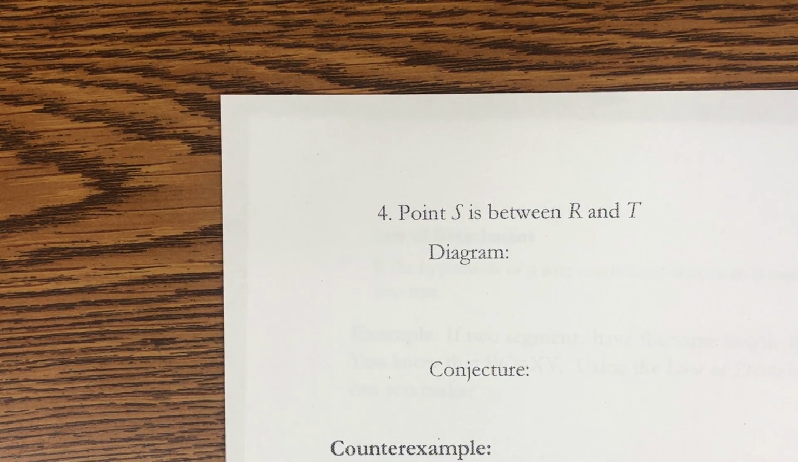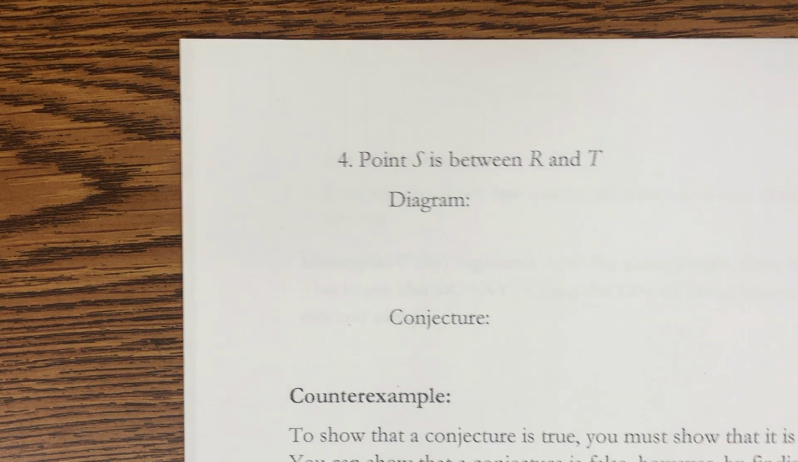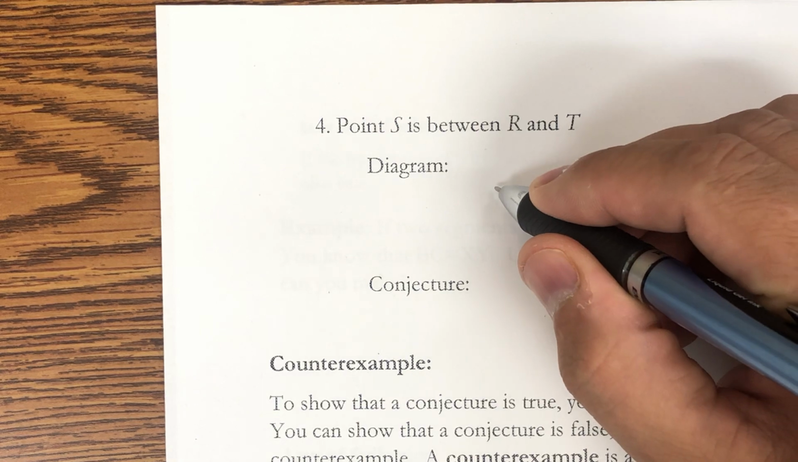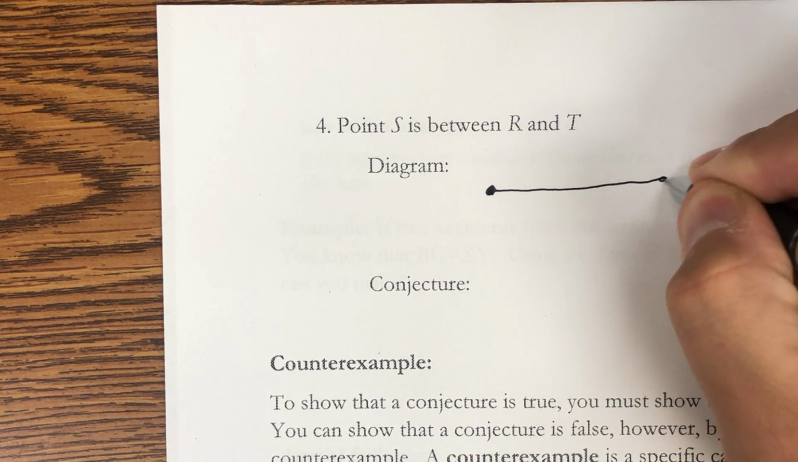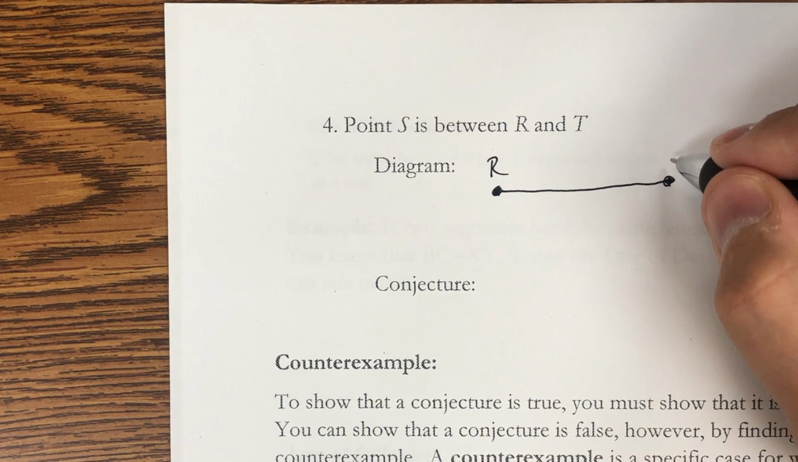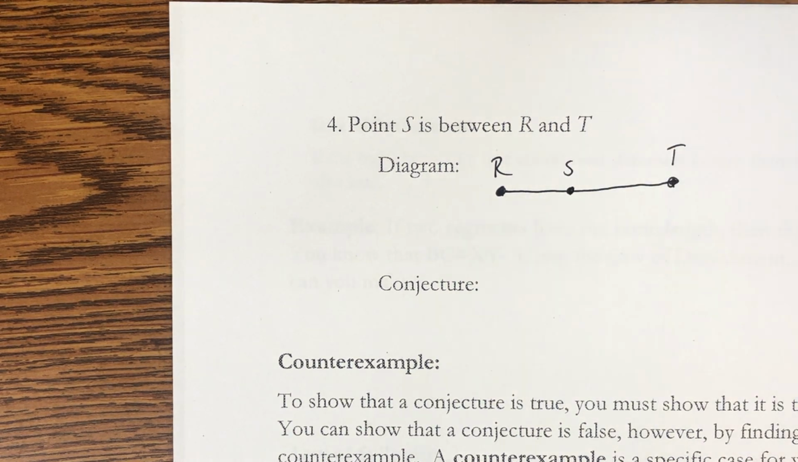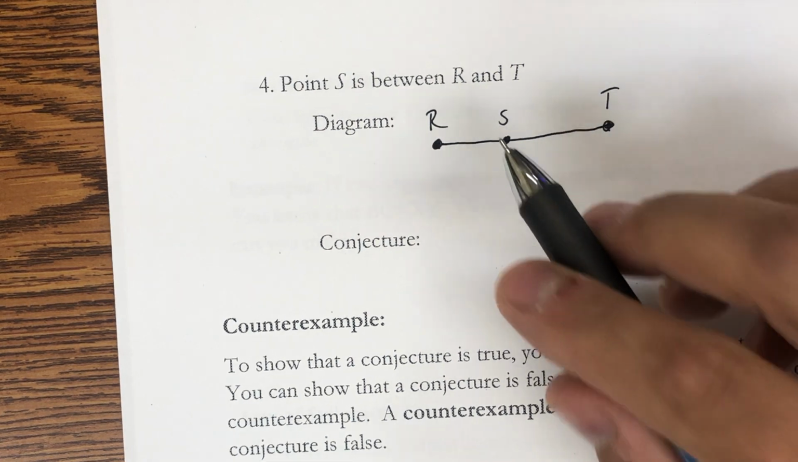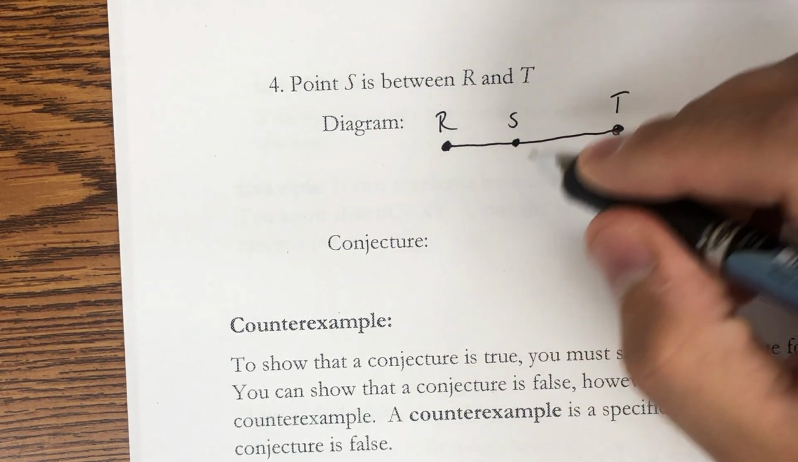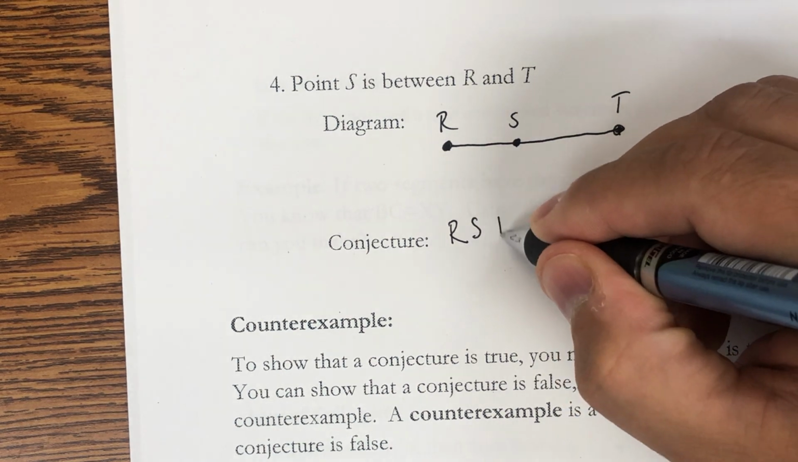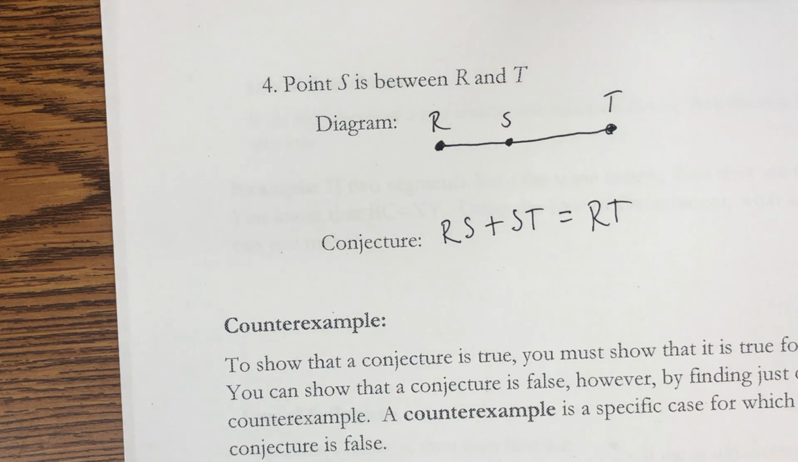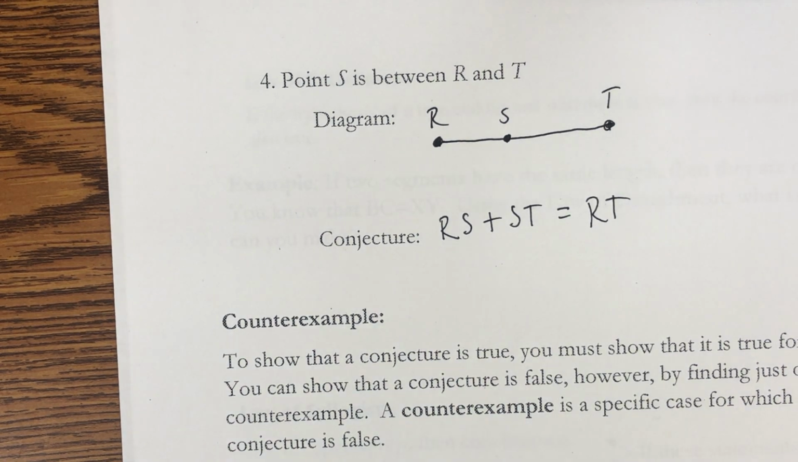All right, next page. It says point S is between R and T. So this one I should draw out a picture based off what I see. So point S is between R and T. So I have R, I have a T, and somewhere in between I have an S. So the conjecture I could make off this, I can't really say these are equal because it didn't say it was a midpoint. So I'm going to use the segment addition postulate and state that RS plus ST is equal to the whole thing RT. And that would be my conjecture.